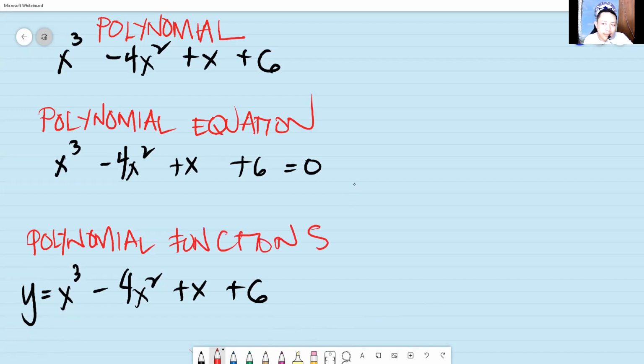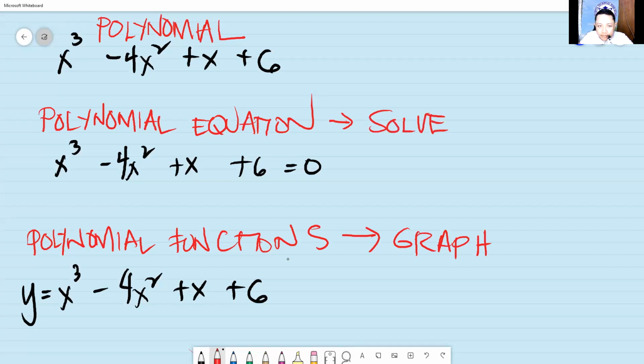At tuhog-tuhog ang lahat ng yan. Polynomial functions are the ones that we graph. This is the one we graph. Okay? Polynomial equation, this is the one we solve. And then polynomial, this is the one we factor. Got it? Kasi in here, all we have to do is to factor them. That's the only thing to do here.